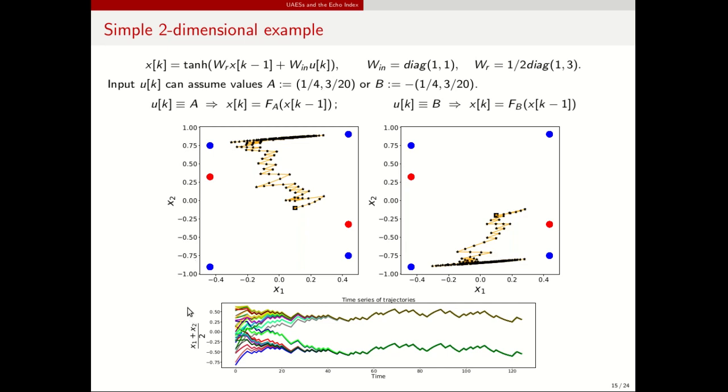And then in the bottom plot I plotted the arithmetic average of the two variables x1 and x2 of the system for many initial conditions, and as you can see, all of them converge either to the upper uniformly attracting entire solution or the bottom uniformly attracting entire solution. So we can say that in this particular example the echo index is 2.